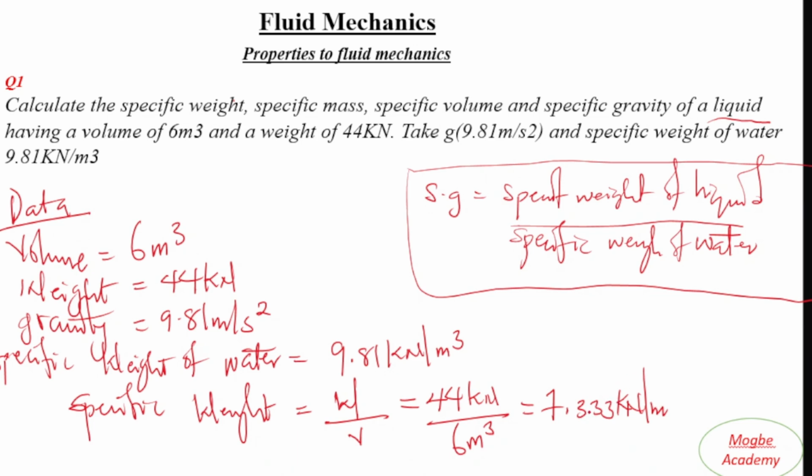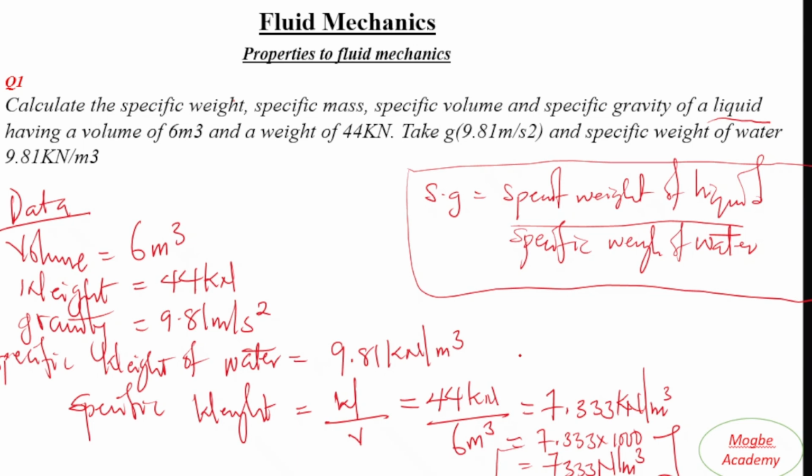What do you do? You simply multiply by what? 1000. So you basically have this to be 7 point what? 333 times what? 1000. And if you do that, you simply have 7333 Newton per what? Meter cube. So this is your cube. So we've succeeded in calculating for our specific weight, right? Now, what's the next thing which we are asked to calculate for?